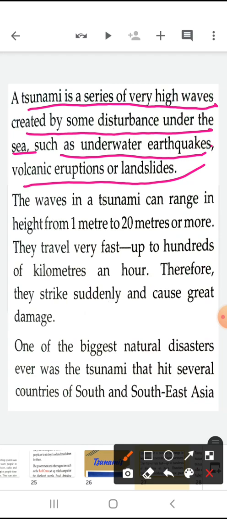First of all, if somebody asks you what a tsunami is, what do you reply? A series of very heavy waves created by the disturbance under the sea. This is called a tsunami. And why does it occur? It occurs because of underwater earthquakes. It occurs because of volcanic eruption or landslides. Got it?